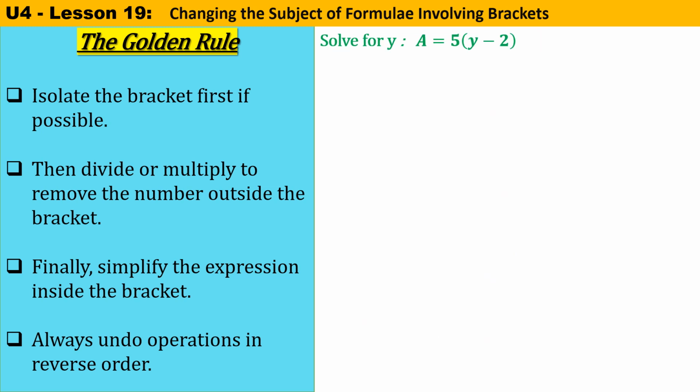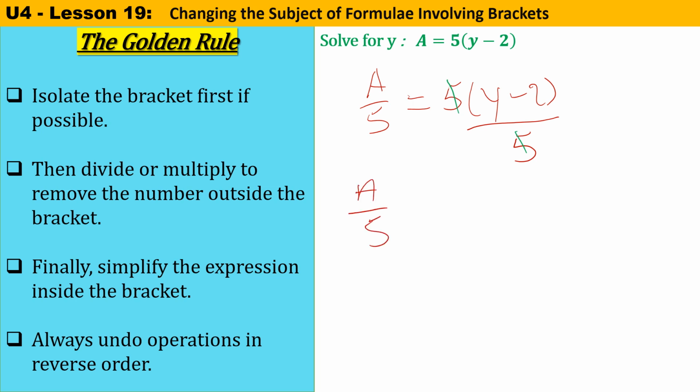Moving into our second example, we are solving for y. So in our new equation here, we are multiplying by 5, so we are going to divide by 5. So a divided by 5 is equal to 5 times y minus 2, over 5. These two cancel out each other. So it's a over 5 equal y minus 2.